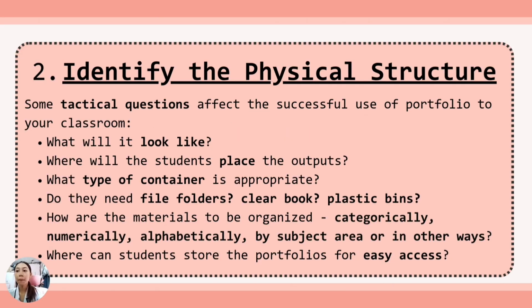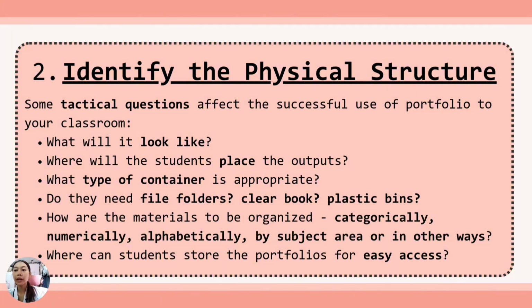So the second step is deciding the physical structure of the portfolio. So this refers to what it looks like, how it is stored, and how students will use it. So you need to consider practical questions such as, will it be a clear book, folder, or digital portfolio? Where will students keep it, and how will they access it easily?